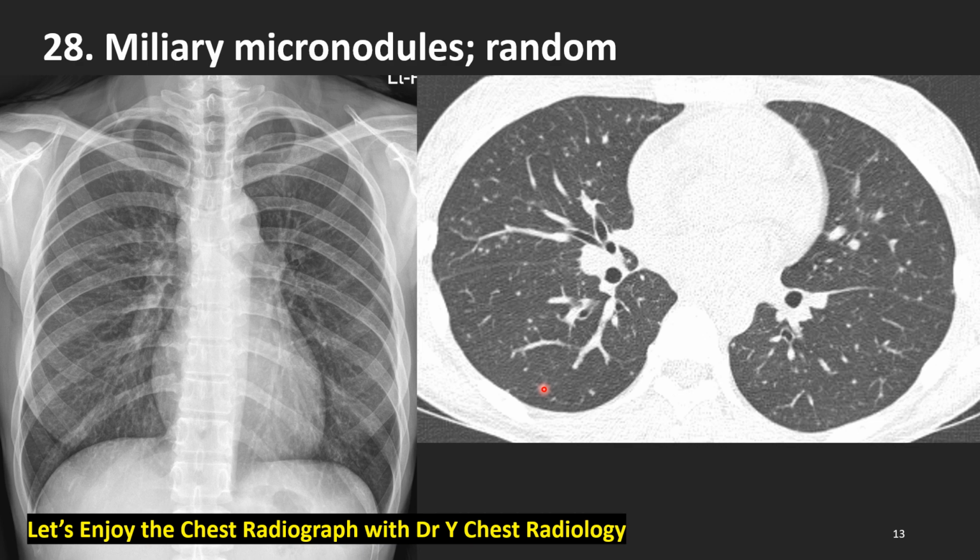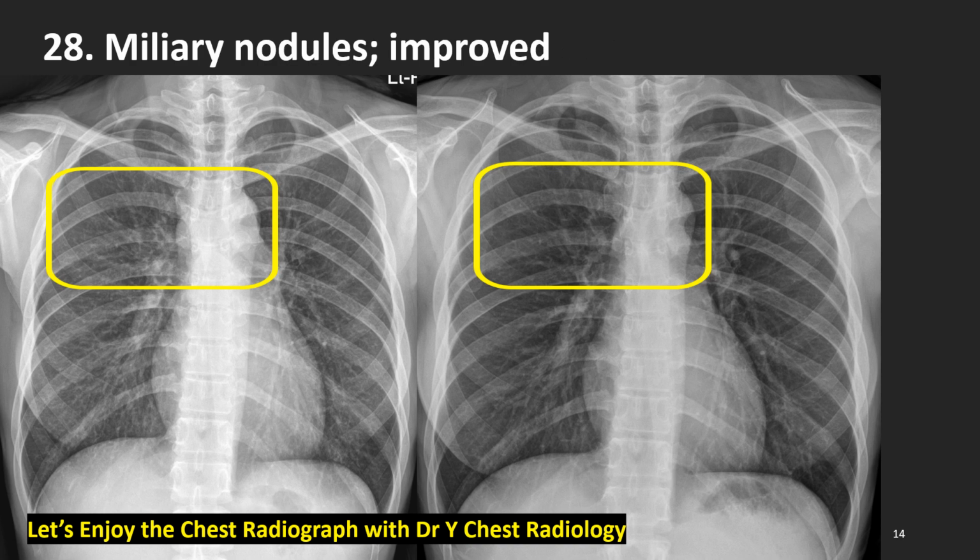Hematogenous miliary nodule, less than 4 mm, relatively uniform in size. This is miliary micronodules, or simply miliary nodules of random distribution. What happened after treatment? This slide is after treatment. We don't see many nodules here, almost disappeared.